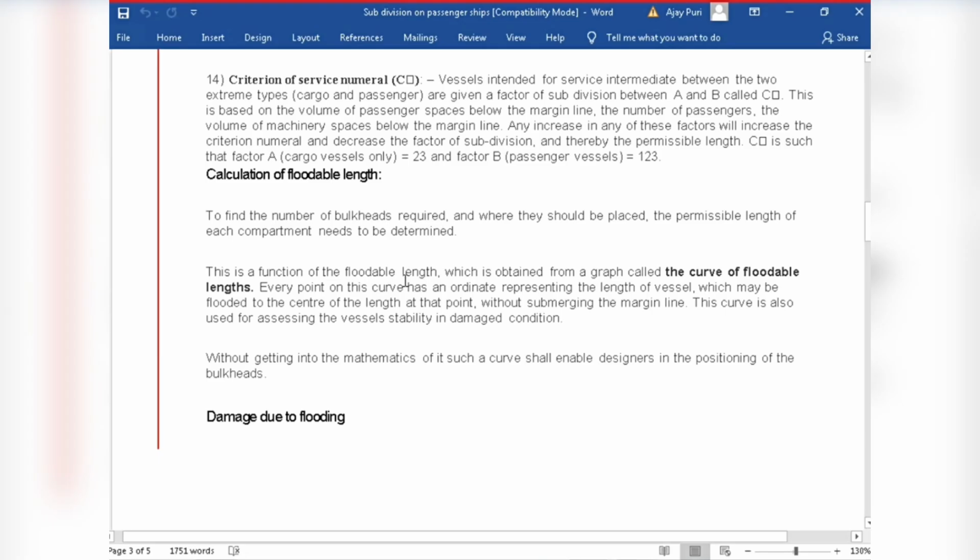Now, the floodable length is obtained from a graph. How do you obtain floodable length? Basically, it is from the graph, which is known as the curve of floodable lengths. So every point in this curve has an ordinate representing the length of vessel which may be flooded, to the center of the length at that point, without submerging the margin line. So even if you have a breach maybe forward or aft, you don't have to submerge the margin line. So what is the length available for that compartment? This curve is used for assessing the vessel's stability in damage condition, the curve of floodable lengths. From that you get your floodable length.